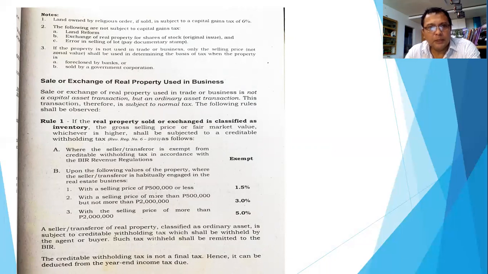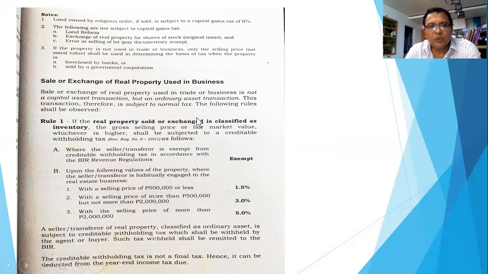So let's go to sale or exchange of real property which are used in business. If it's used in business, then it is deemed as an ordinary transaction. So accordingly, it is not a capital asset transaction but an ordinary asset transaction. So this transaction therefore is subject to normal tax and not capital gains tax. So these are the following rules to be observed.